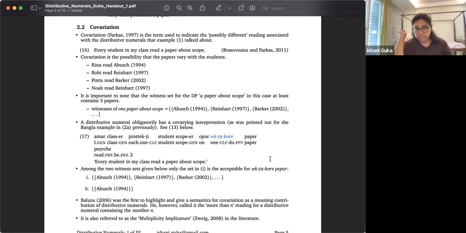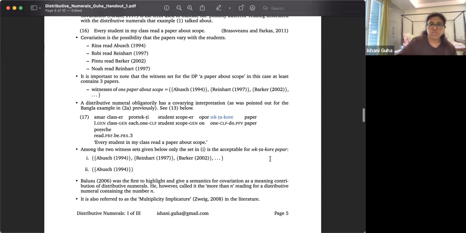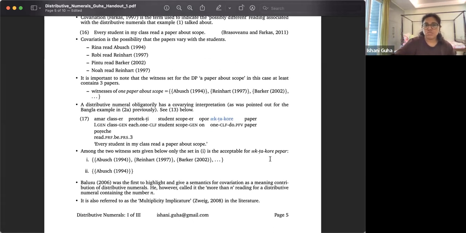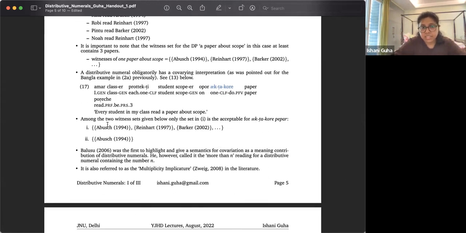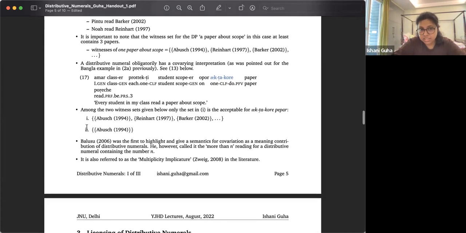So, for example, in 17, I have the Bangla version roughly of the English sentence in 16. আমার ক্লাসের প্রতিটি স্টুডেন্ট স্কোপের উপর একটা করে পেপার পড়েছে, রাইট? Here the meaning contribution of একটা করে paper must be this set in Roman numeral one, which has more than one paper.